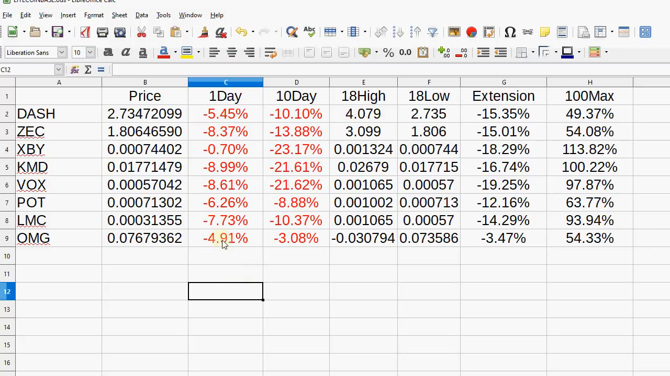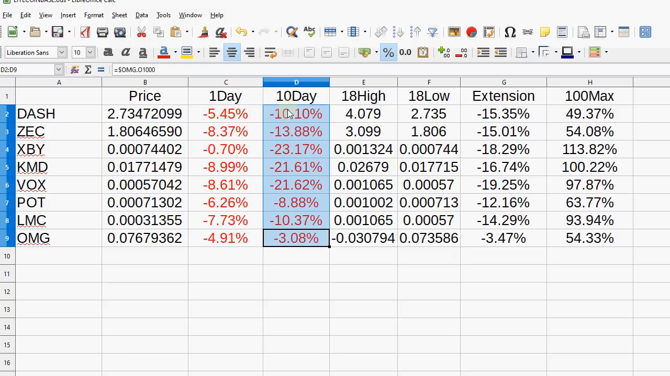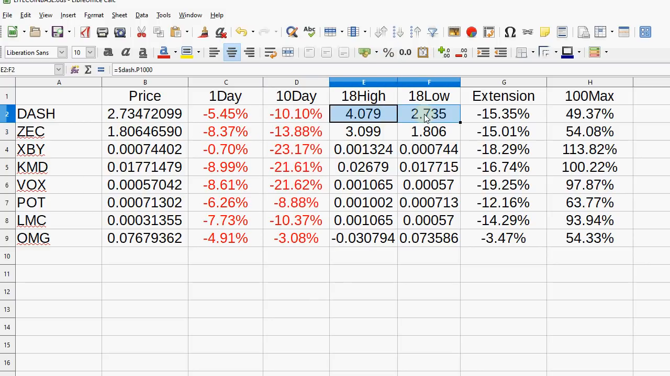So all of these coins underperformed Litecoin over the last 24 hours. As is the case over the last 10 days, they have all underperformed that of Litecoin. Same with Ethereum, obviously, too, looking at that. I have the 18 high and the 18 low, which represents what the highest price has been over the period of time. Now this is negative, so I have to try to fix this.